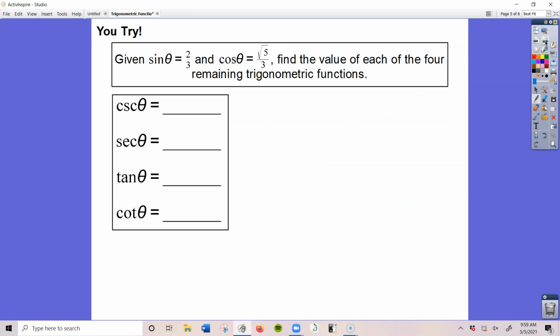We have here that sine is 2 over 3 and cosine is the square root of 5 over 3. Find the value of each of the 4 remaining trigonometric functions. Sine is the reciprocal for cosecant, so cosecant would be 3 over 2. Secant is the reciprocal of cosine, so secant would be 3 over the square root of 5, which we would then rationalize. So that would give us 3 square root of 5 over 5.